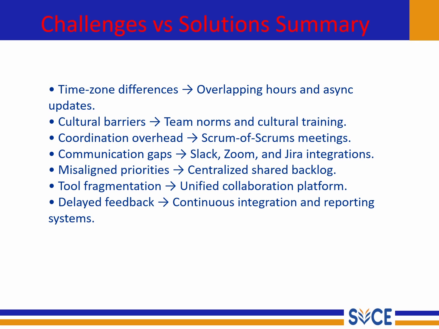Time zone differences: overlapping hours and asynchronous updates. Number two is cultural barriers: team norms and cultural training. Coordination overhead: Scrum of Scrums meetings. Communication gaps: Slack, Zoom, and Jira. Misaligned priorities: a centralized shared backlog.